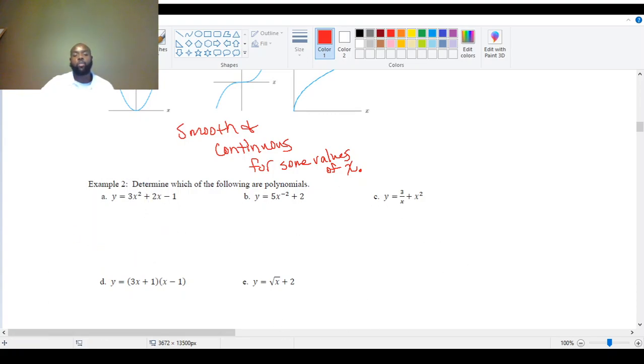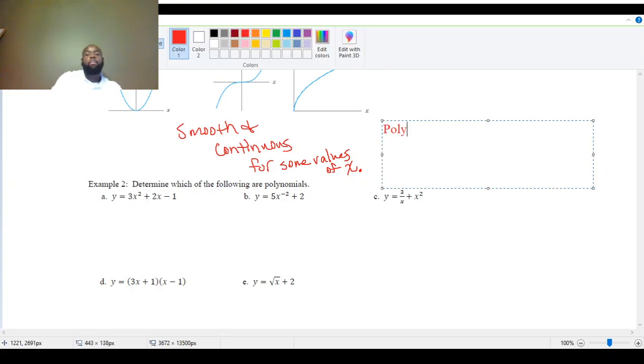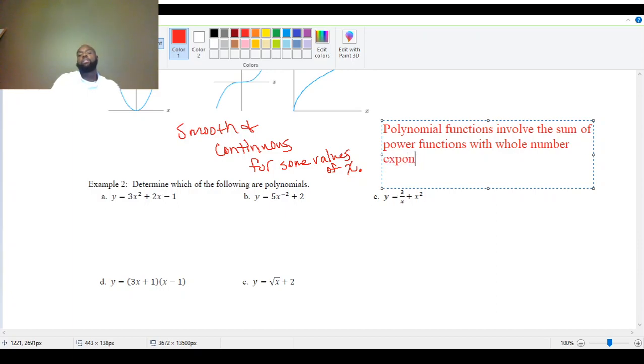You may not have any room on your paper if you printed my notes out, but I'm going to say polynomial functions. If I can get it right. Polynomial functions involve the sum of power functions with whole number exponents. All right, so polynomial functions have whole number exponents.